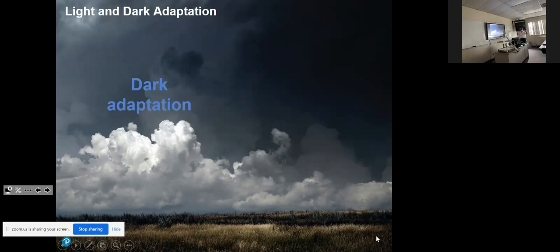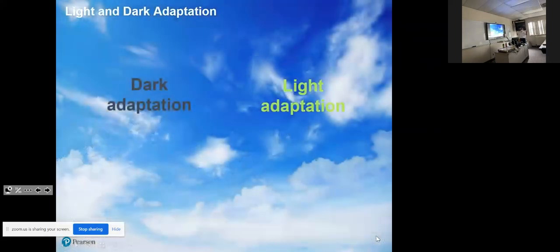And then what happens when you go back to that dark area? You're blind. You're tripping over stuff, right? So it takes probably around 30 seconds to maybe even a couple minutes for some people, depending on their situation, to adapt from dark into light.